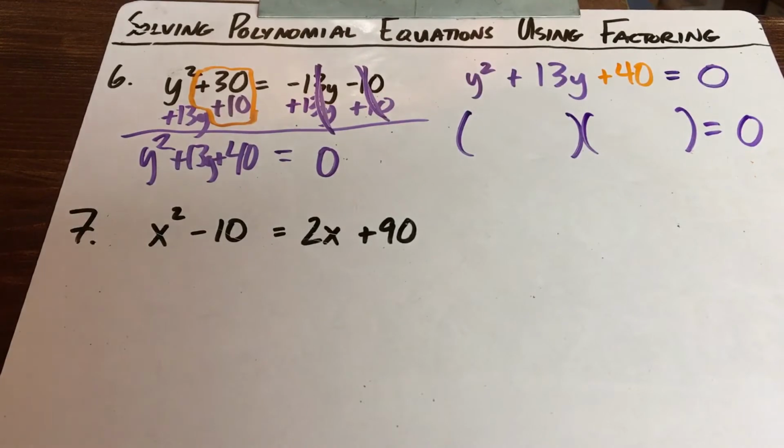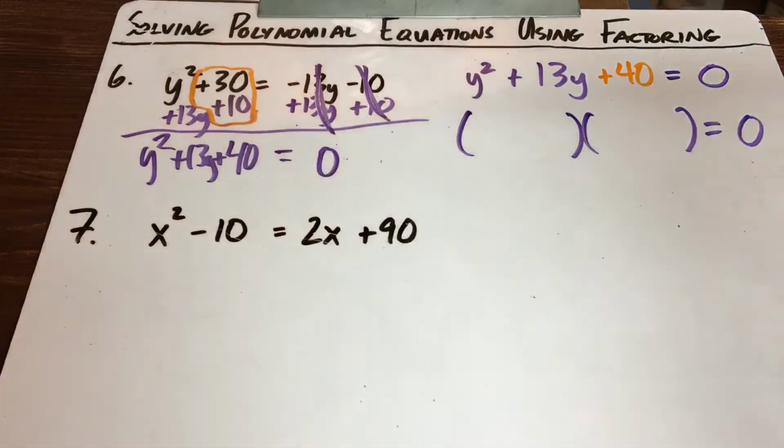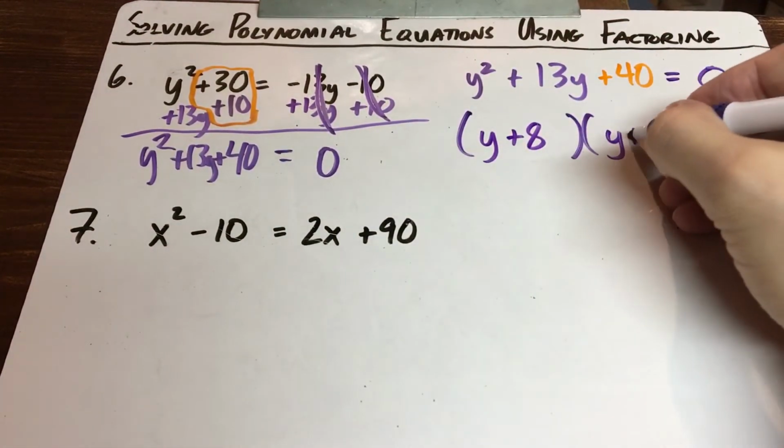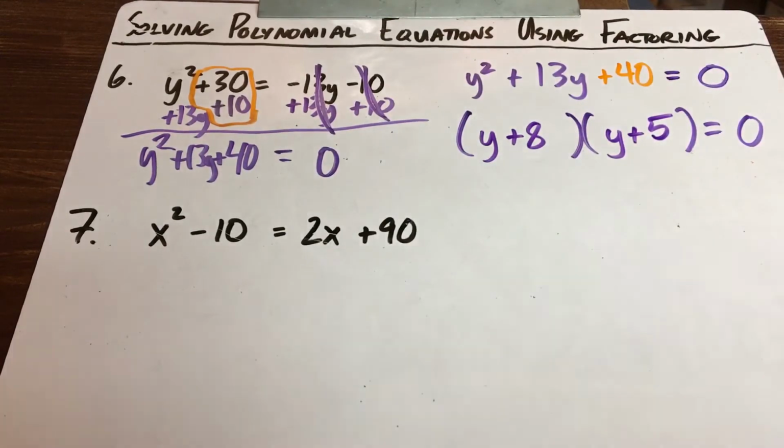Let's see, 40. 40 times 1, that doesn't equal 13 if I add them up. 20 times 2, no, that would be 22. 10 times 4, 10 and 4 would be 14. 8 and 5. 8 and 5, there we go. 8 times 5, that equals 40. 8 plus 5, that equals 13. There it is, 8 and 5.